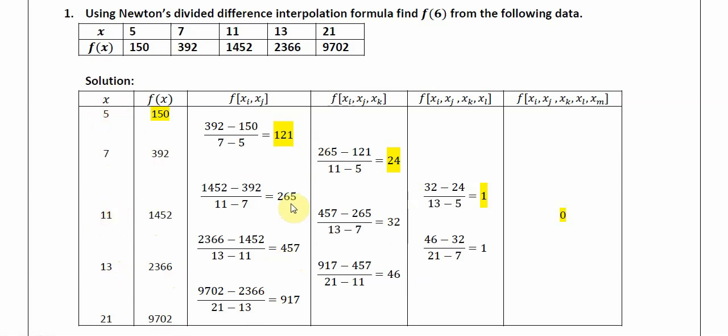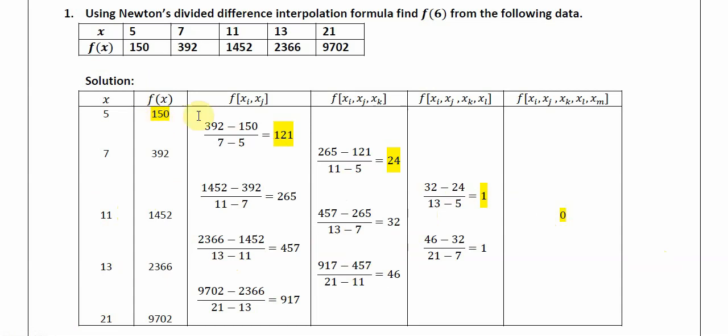ಆಮೇಲೆ 457 minus 265, diagonal ಯಾವುದು 13, ಆಮೇಲೆ ಇದರಲ್ಲಿ ಯಾವುದು 7. Therefore divided by 13 minus 7. ಆಮೇಲೆ 917 minus 457 divided by 21 minus 11. Similarly, the remaining differences also you can calculate. ಆಮೇಲೆ ಇದು highlight ಮಾಡಿರೋದು, these are the terms which will go into my formula.